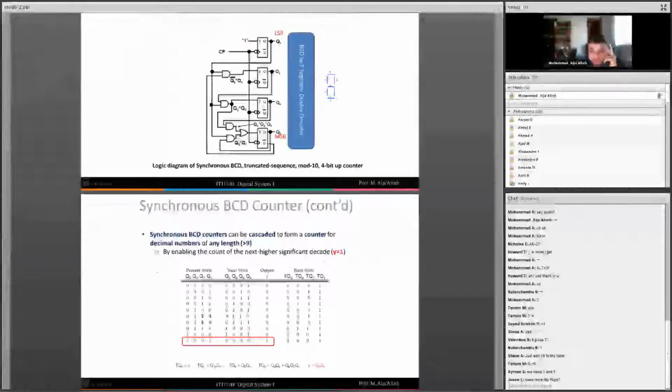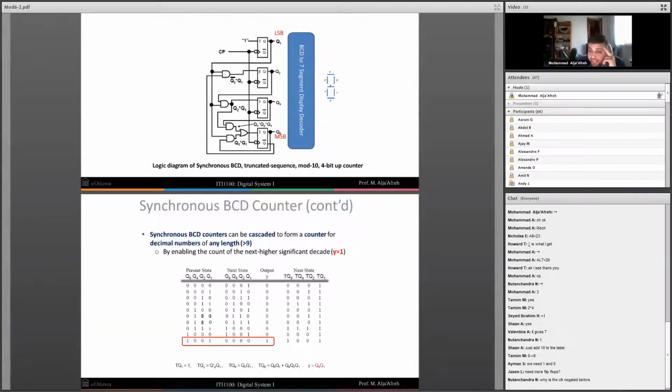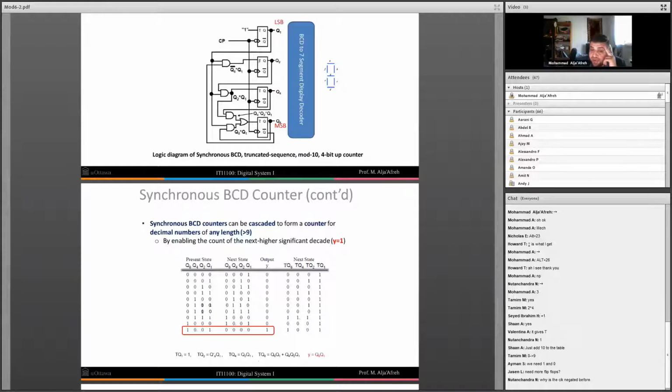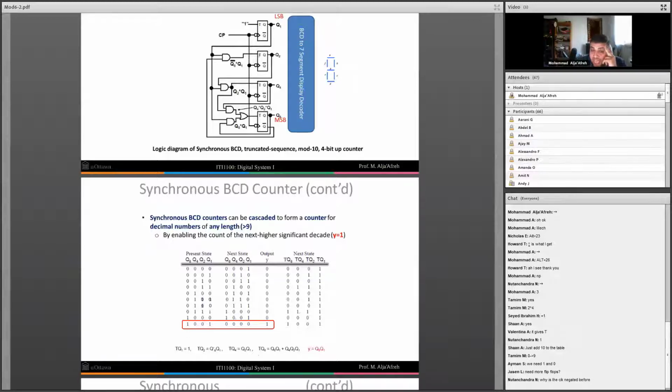What we're going to do is put an output, because after we reach 10, that output will become 1. It's still the same input for T for each flip-flop. However, when we reach 9, the output should be equal to 1 to let me know that I have already reached the maximum count of this block diagram.